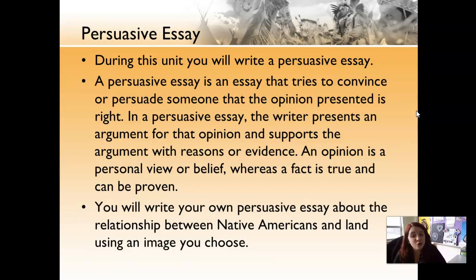And remember, an opinion is your own personal view or belief. And remember, a fact is something that is true and can be proven. So during this unit, you're going to write your own persuasive essay about the relationship between Native Americans and the land using an image that you're going to choose.